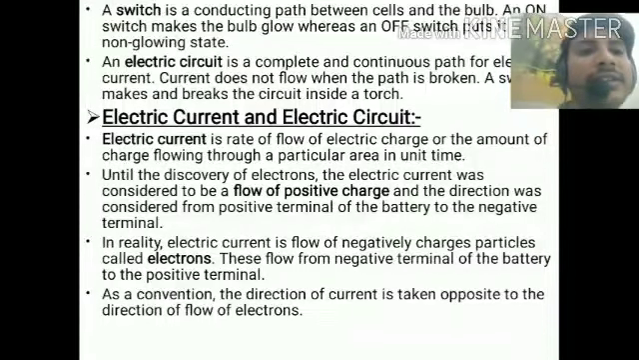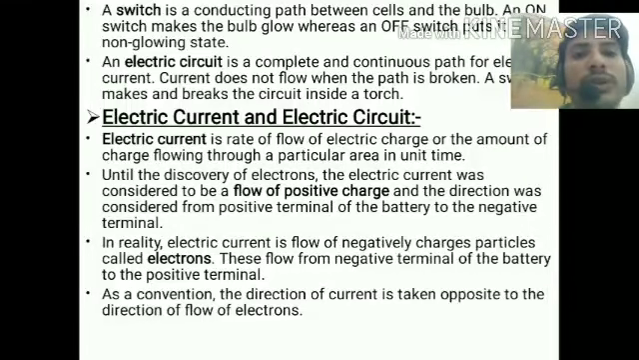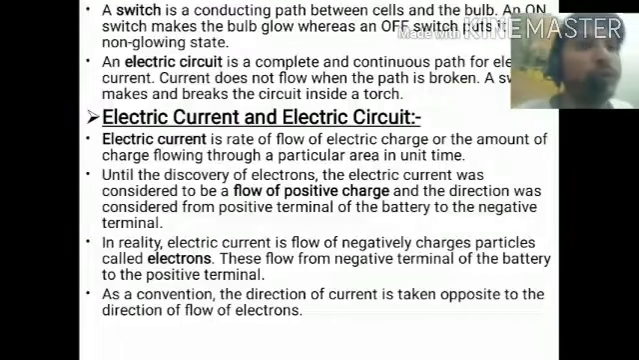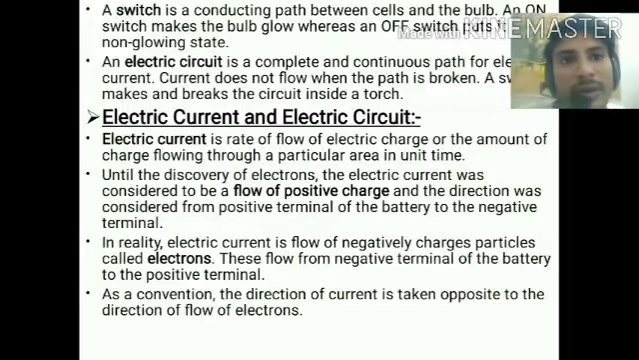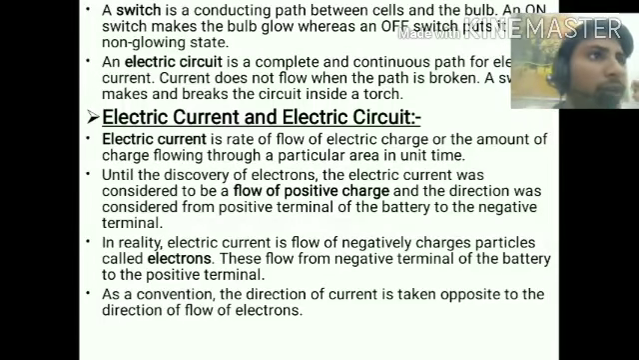As a convention, the direction of the current is taken opposite to the direction of the flow of electrons. You should know about it. The current flows from the positive terminal to the negative terminal, but electrons flow from the negative terminal to the positive terminal. You can say the flow of current and flow of electrons are in opposite directions.